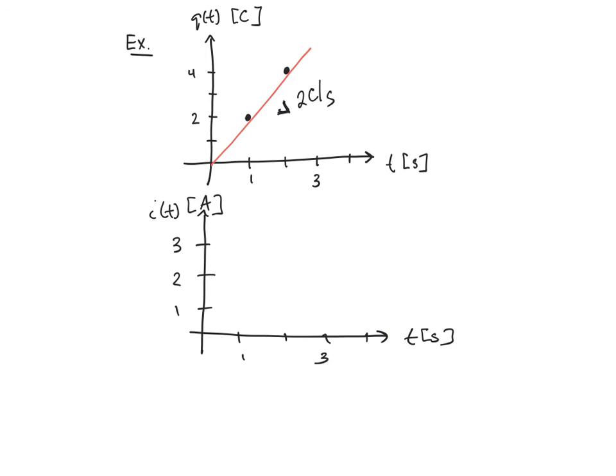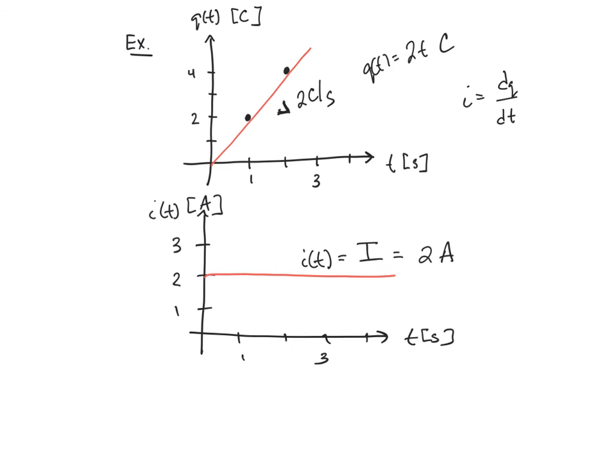So what is the current? So again, current is the first derivative of charge with respect to time. So this equation of Q would then be 2t coulombs. So the first derivative of that is just merely 2. In other words, I(t), which we could rewrite as just capital I because it's constant in this case, is just 2 amps. So 2 amps of current continuously flowing through a wire would accumulate charge at the rate of 2 coulombs per second.